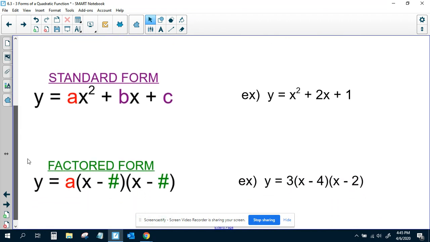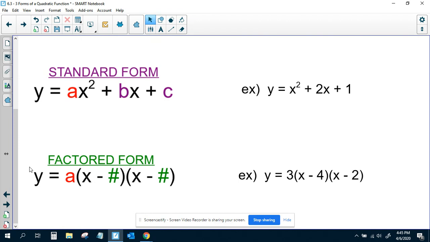And then finally, we have what's called factored form, where we have y equals a times x minus some number times the quantity of x minus some number. This might be an example here: y equals 3 times the quantity x minus 4 times the quantity x minus 2. So we have 4 as a number, and we have 2 as a number in factored form. These are specific to our graph, which we'll find out what those actually mean in just a moment.